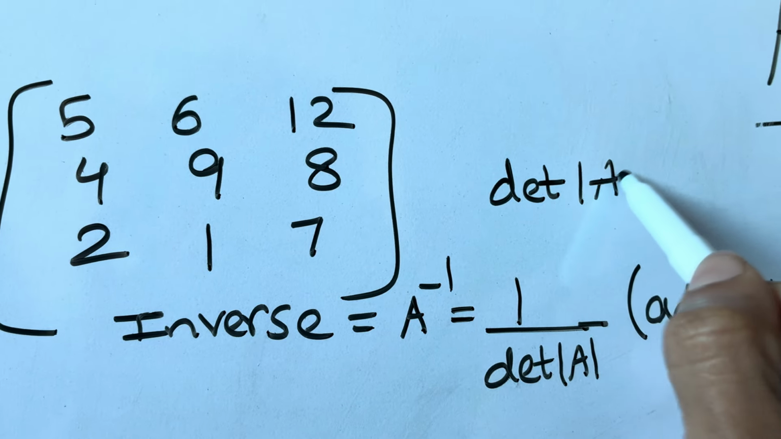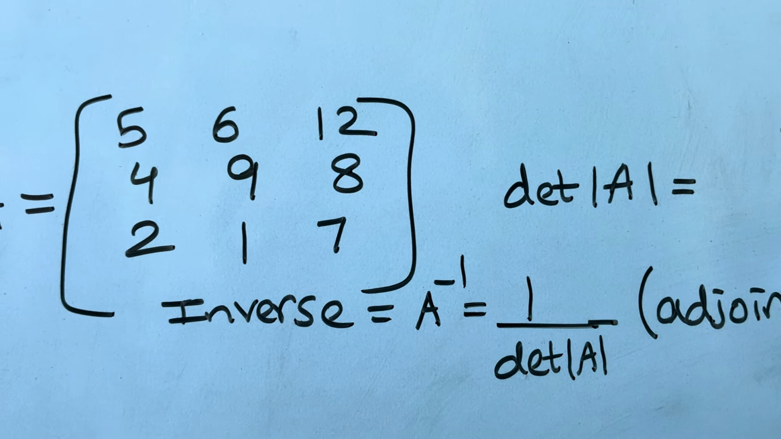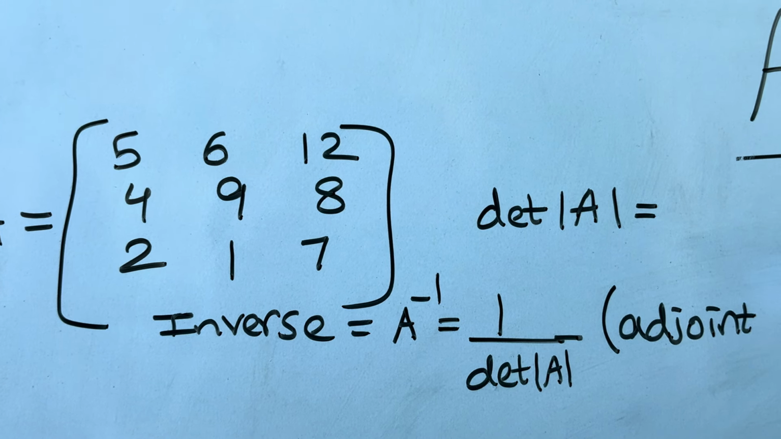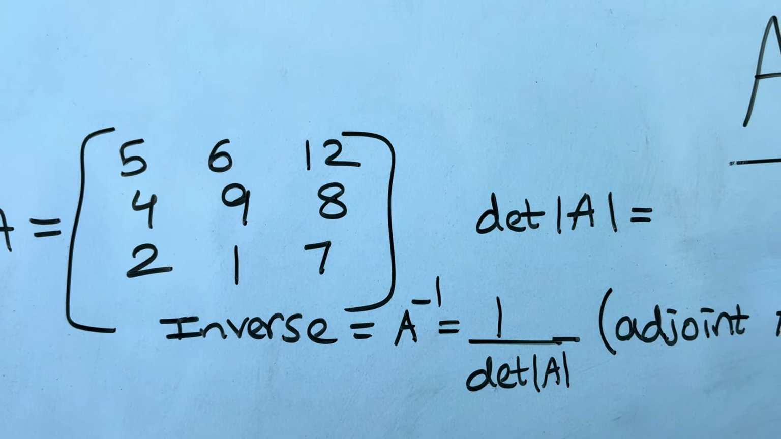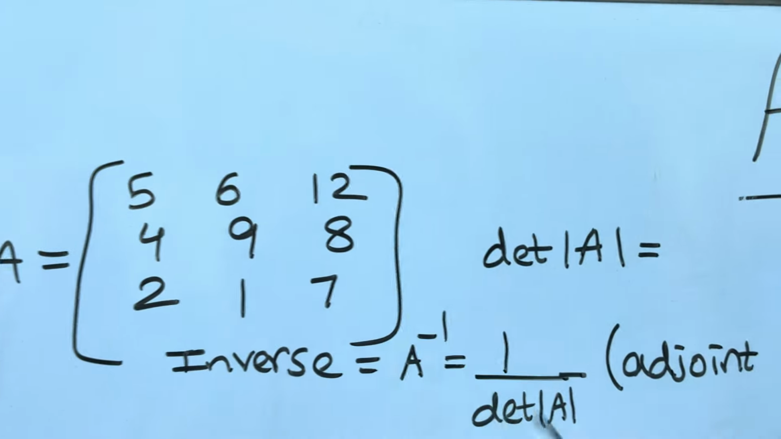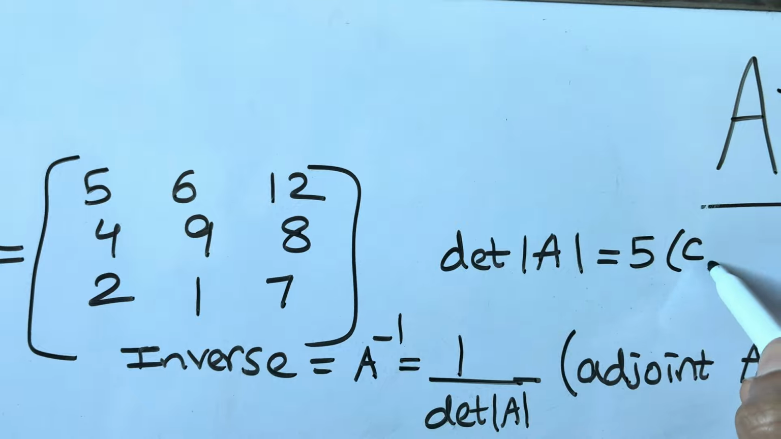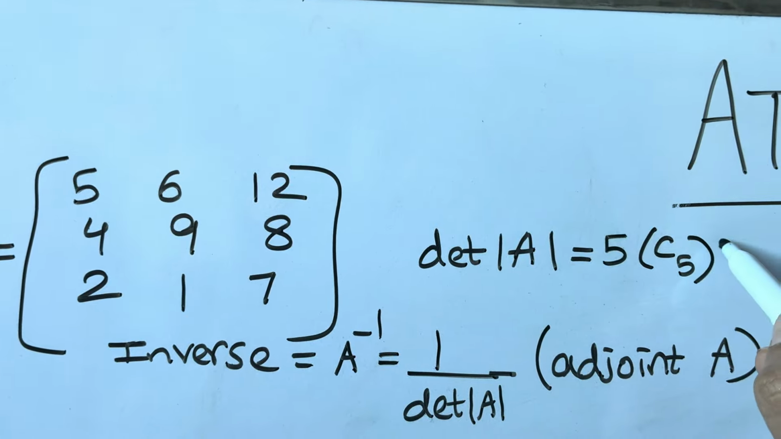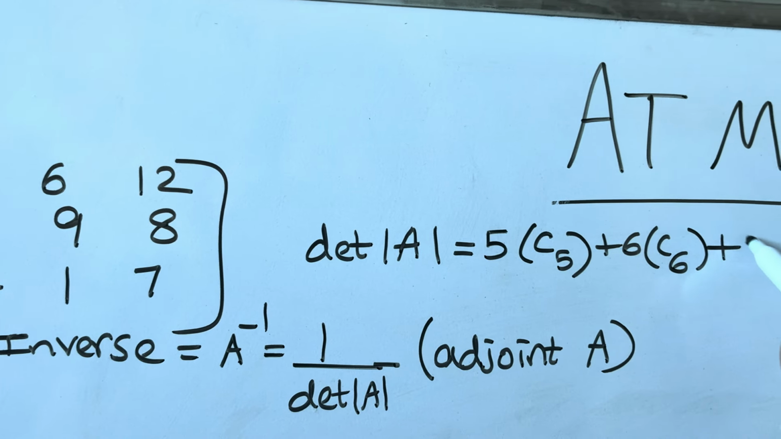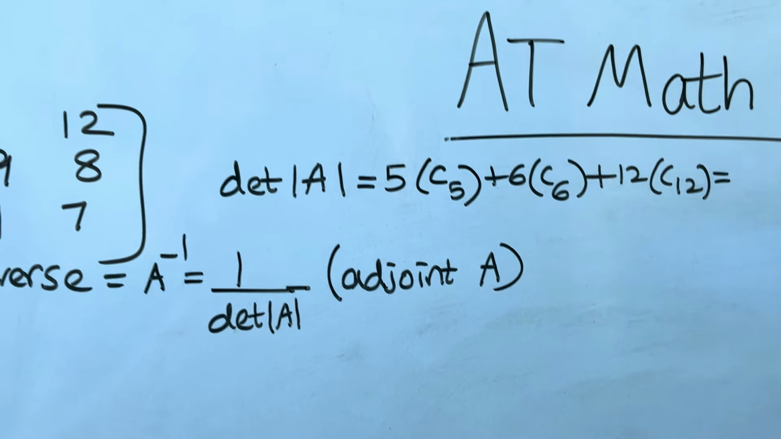The determinant of a 3 by 3 matrix, or any matrix, is found by taking one row, any row or column, and multiplying the elements with their cofactors. So for example, here we are taking the first row 5, 6, 12. I'm going to take 5 and multiply with the cofactor of 5, and 6 with the cofactor of 6, and now add 12 with the cofactor of 12. So this gives me the determinant of the matrix.